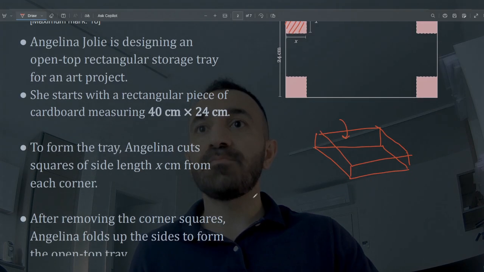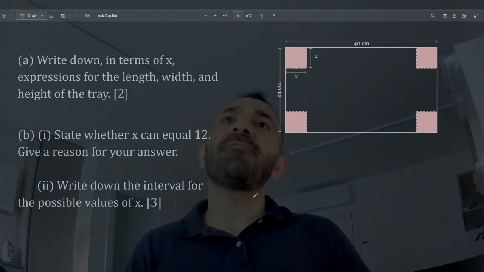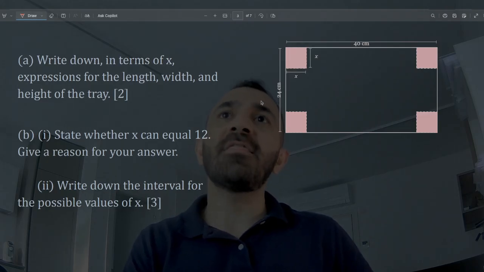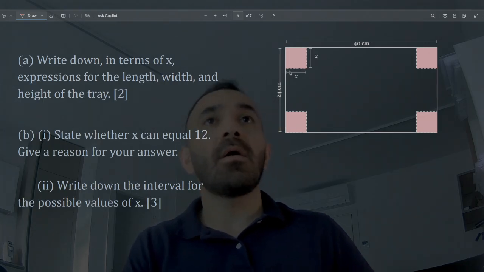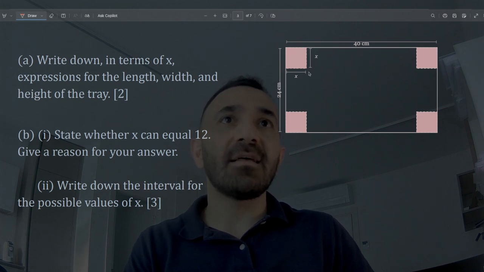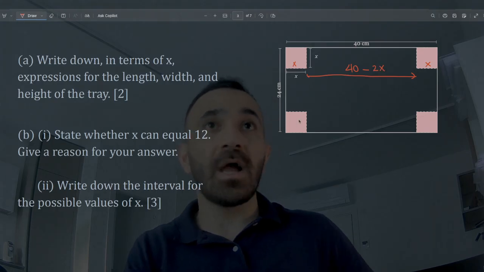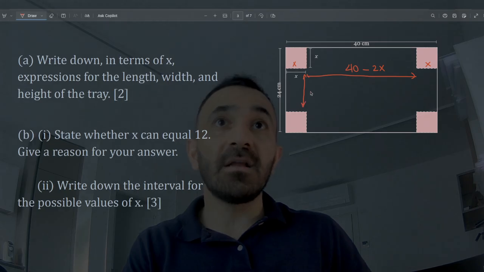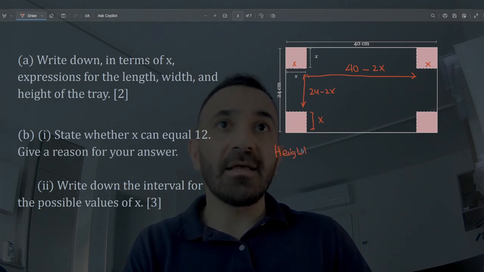Now, write down in terms of x expressions for the length, width, and height of the tray. Okay, so what is your length? The length of the tray is 40 minus, this is x, this is also x, so it's going to be minus 2x. What about the width? It's going to be 24 minus 2x. And what about the height? Remember, this is going to be your height, so your height is x. So let's recap it. Height is x.